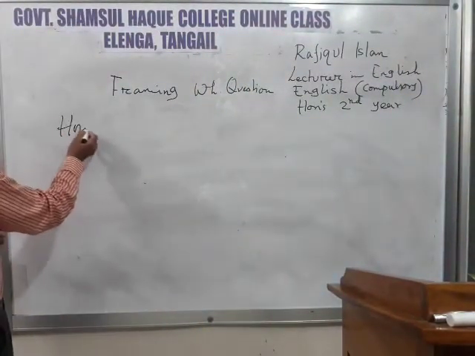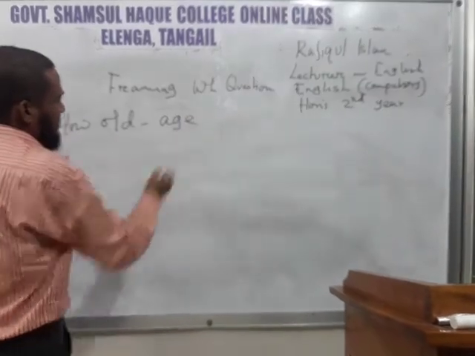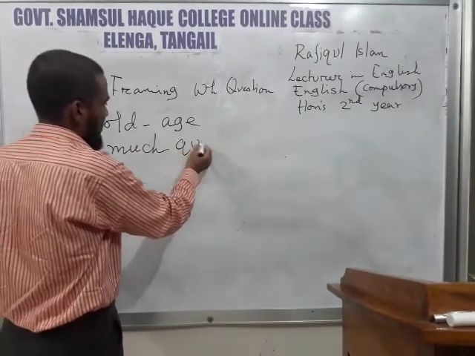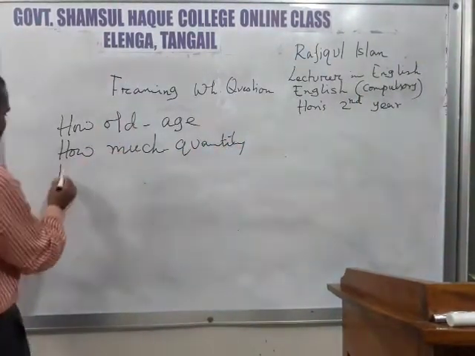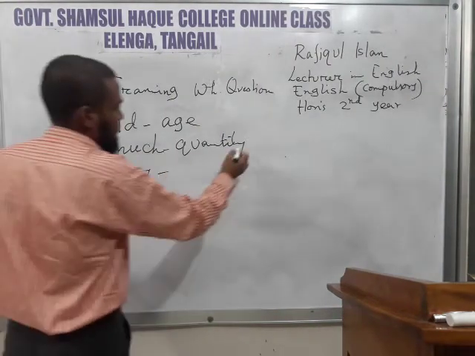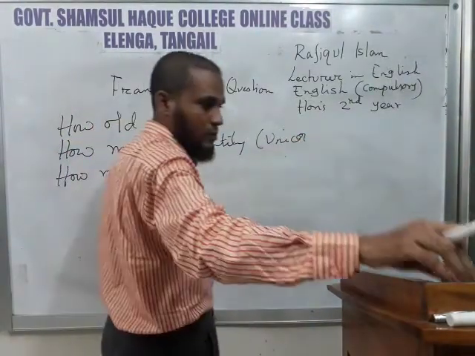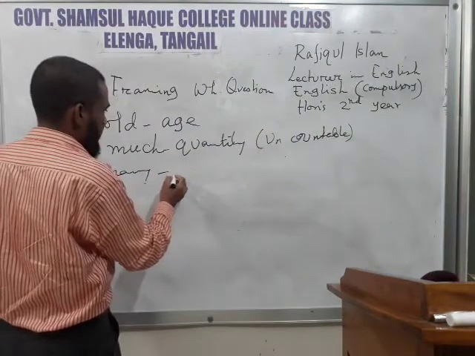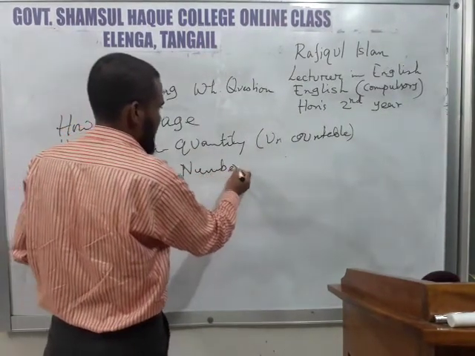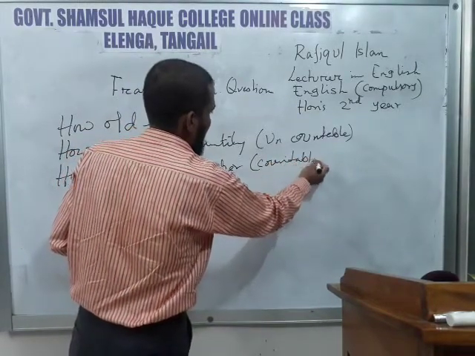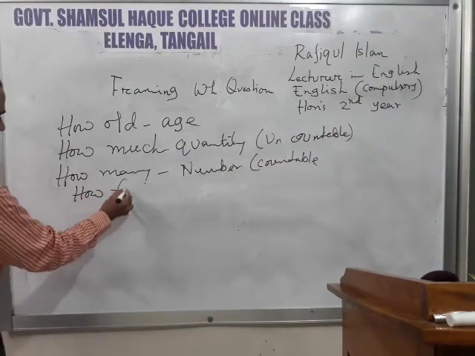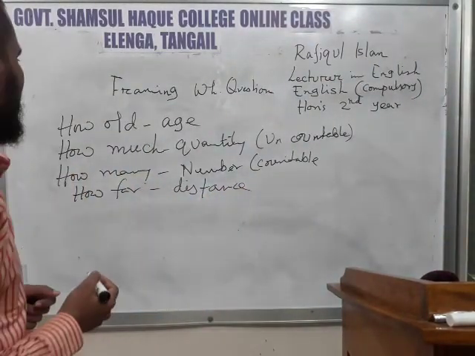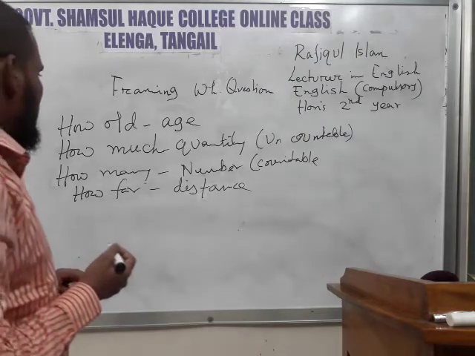Suppose how old, it means age. How much, it means quantity. How many, it is uncountable. How many, number, this is countable. How far, this means distance. In this way, we have several other cases which are used mostly to frame these questions.